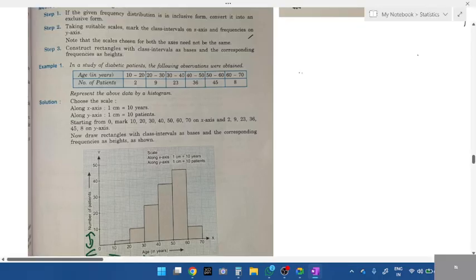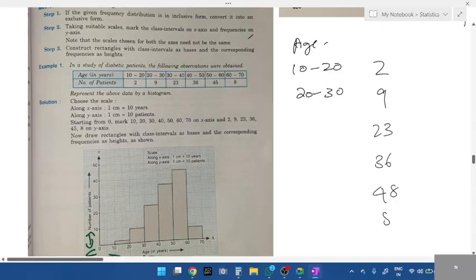For histogram, x value, students, x and y. I mean not x and y, that is for mean, right? When you're plotting graph, we need two values. We need class interval. We don't need class marks. We need class interval. So first one, age is given. Age: 10 to 20, 20 to 30. Write it like this. Next, 2, 9, 23, 36, 45, 8.